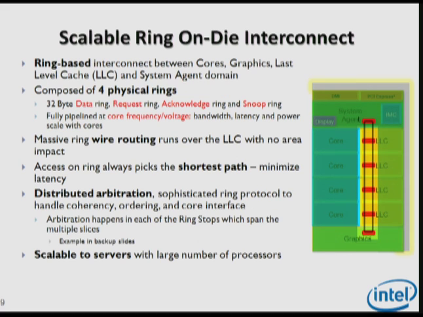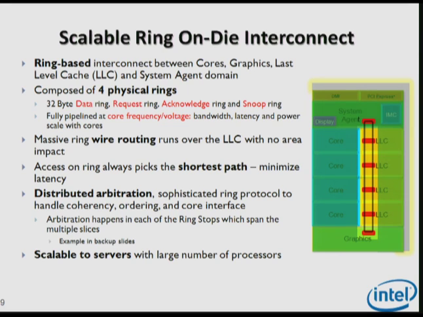Then we have the interconnect, the ring. It is a ring-based interconnect, once again, very similar to the Polson one. It connects the IA cores, the processor graphics, the LLCs, and the system agent. It is composed of four rings: a data ring, 32-byte, a request ring, an acknowledge ring, and a snoop ring. You can assume that there's massive routing that this thing takes, but it is all routed above the LLC and has very little and actually no impact on the area of the die itself.